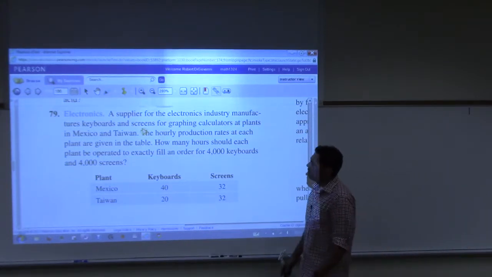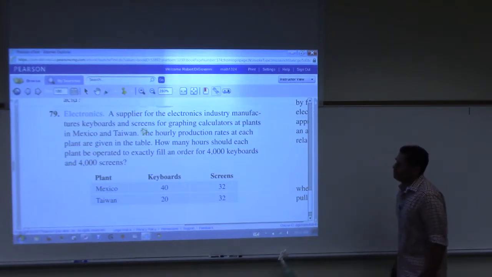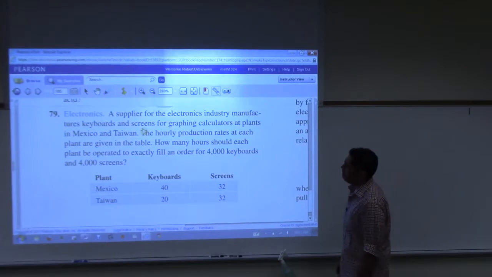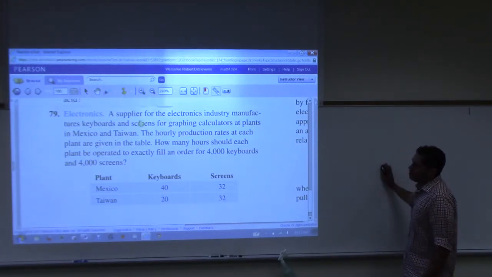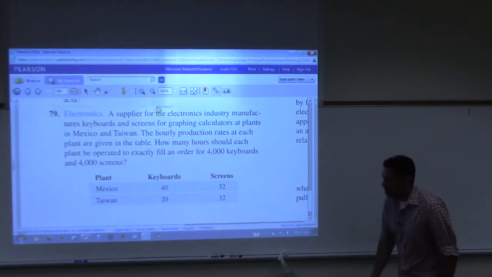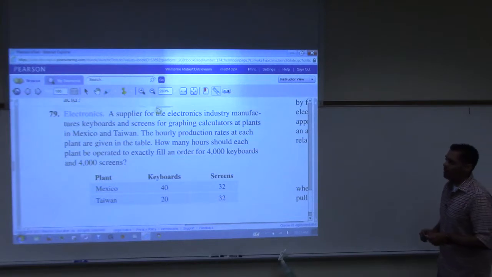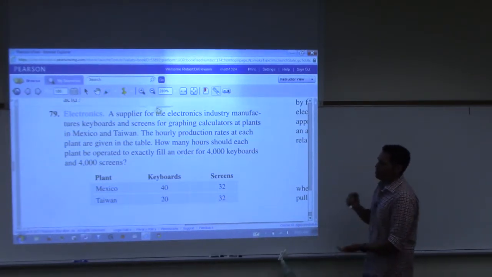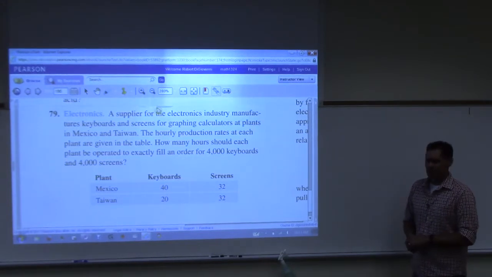Okay, a supplier for the electronics industry manufactures keyboards and screens for graphing calculators at plants in Mexico and Taiwan. The hourly production rates at each plant are given in the table. How many hours should each plant be operated to exactly fill an order for 4,000 keyboards and 4,000 screens?